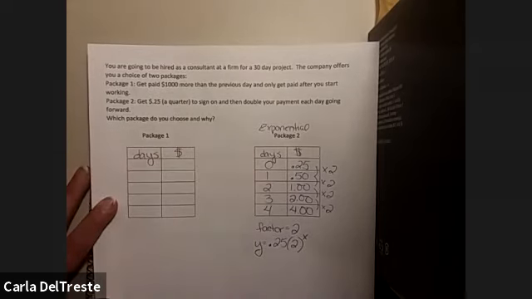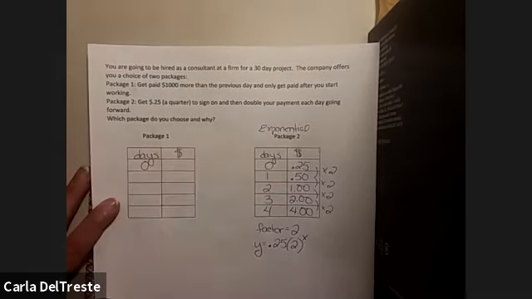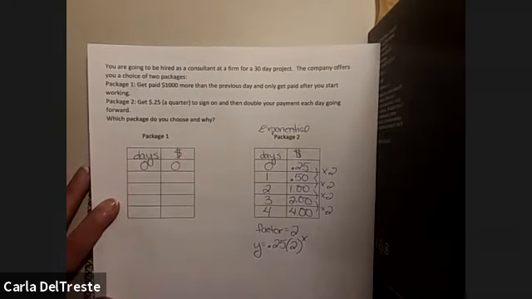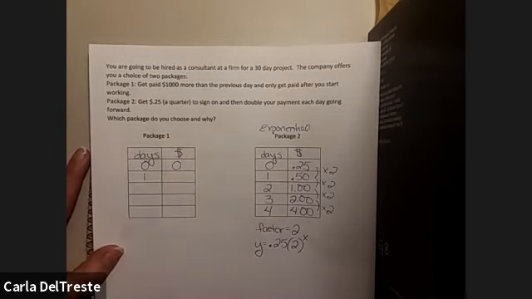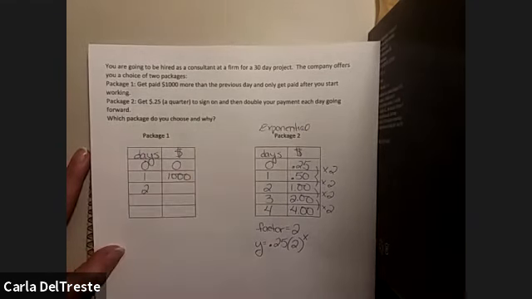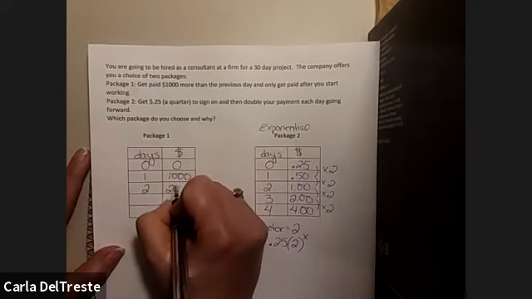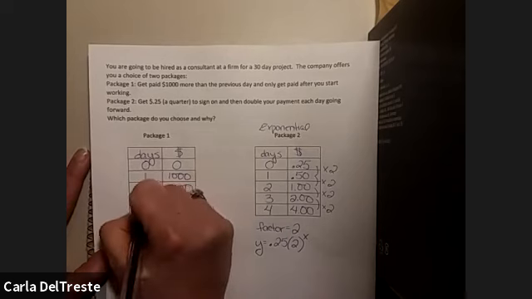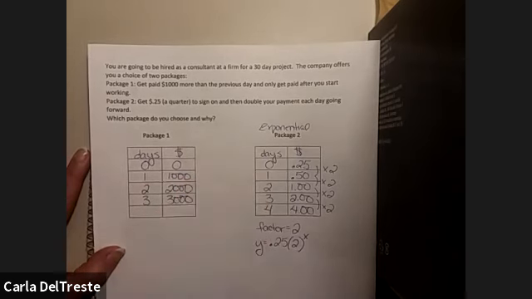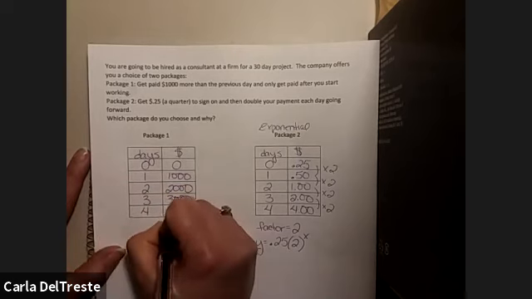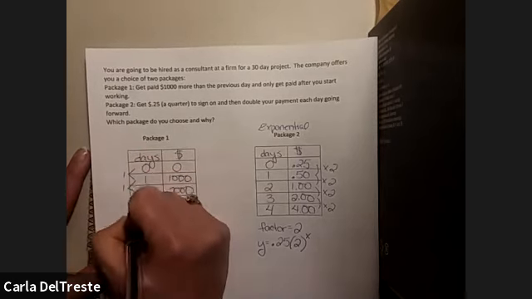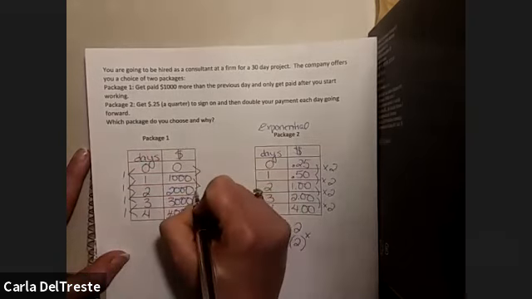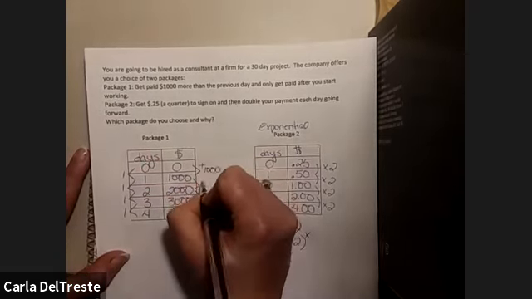In package 1, if I keep track of my days and my money, if I don't work, they don't pay me. So you only get paid after you start working. But on day 1, they're going to pay me $1,000 more. So that's going to be $1,000. On day 2, they're going to pay me $1,000 more. So they're going to pay me $2,000. On day 3, $1,000 more. So they're going to pay me $3,000. And then you can follow that pattern. So on day 4, it's going to be $4,000. As my days increase by 1s, my money is adding 1,000.